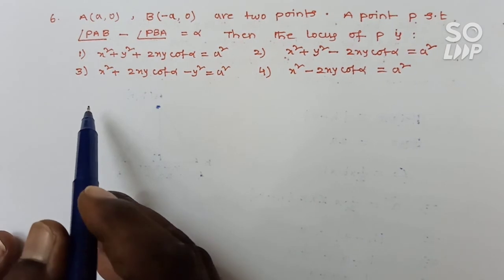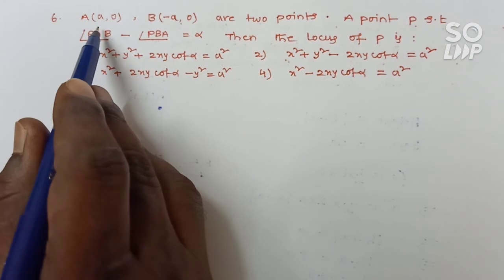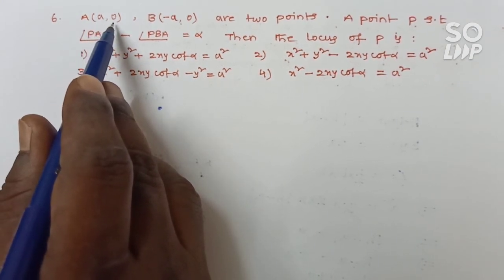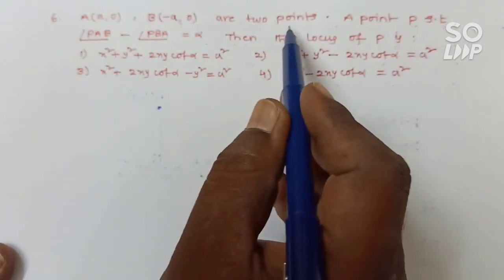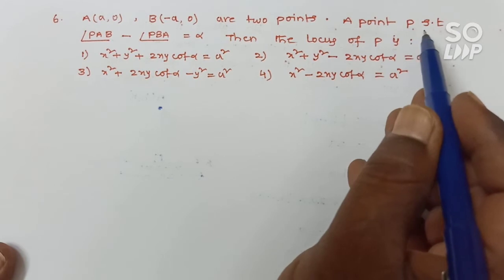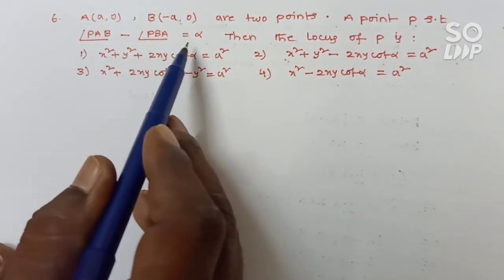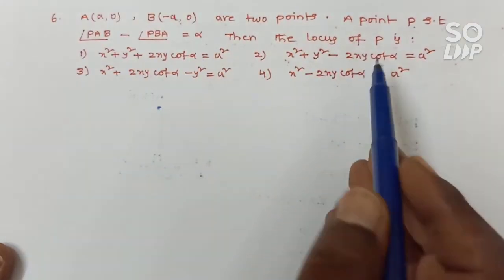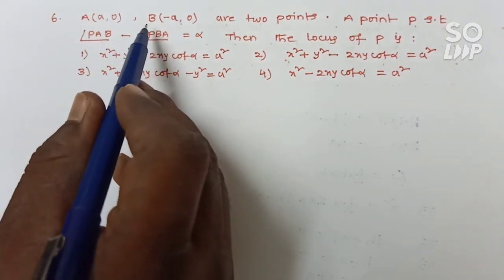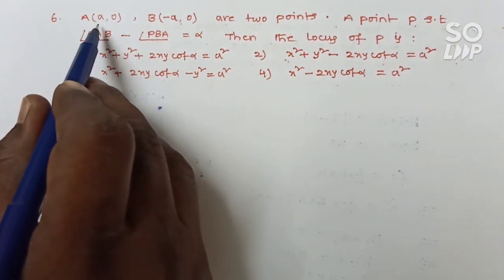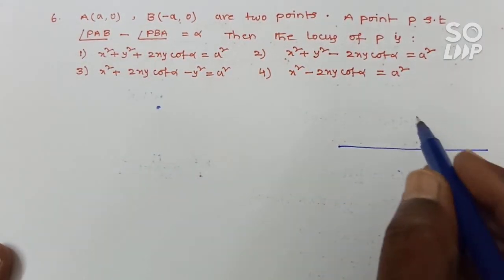See, in this problem, this is a very important question. Capital A equals small a comma 0, capital B equals minus a comma 0 are two points. A point P is such that angle PAB minus angle PBA equals alpha. Then find the locus of P. Both points are on the x-axis, but one point is on the positive x-axis and the other is on the negative x-axis.